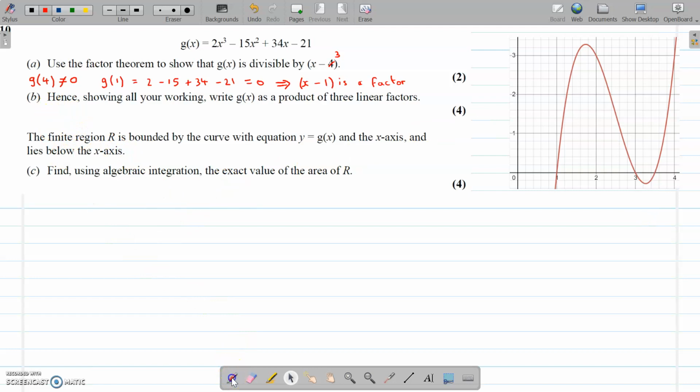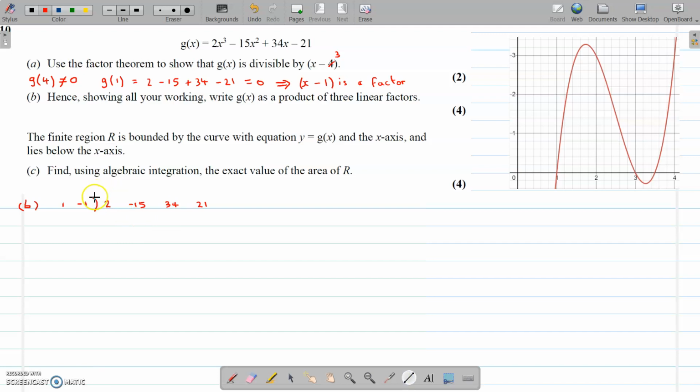So we're now going on to part B, where we've got to show all our working. Okay, so we can't use the calculator here. We've got to show our working to get the other factors. So we'll do a division. I'll take the x's out and just put the numbers in. X minus 1 into 2, negative 15, okay, 34 and 21.